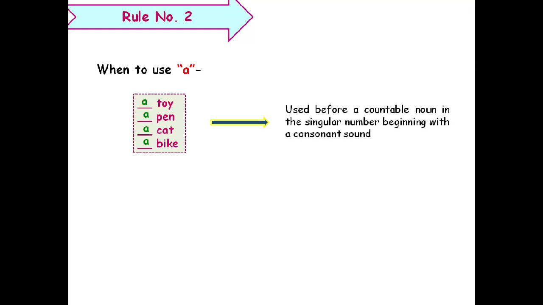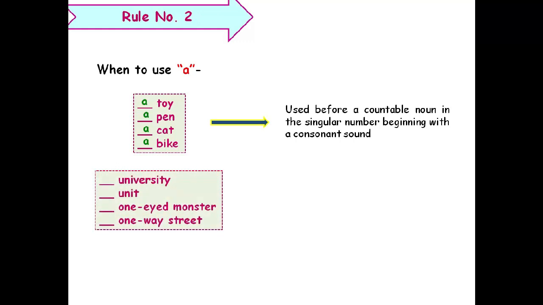So a can be used before a countable noun in the singular number beginning with a consonant sound. So whenever you have a countable noun in the singular number which begins with a consonant sound, you can use a. I hope you remember what a consonant sound is. A vowel is a, e, i, o, u and all the other letters in the English alphabet are known as consonants, right? So whenever you have a word starting with a consonant sound which is a countable noun and singular in number, you will use the article a before it. Alright, this is the first one.